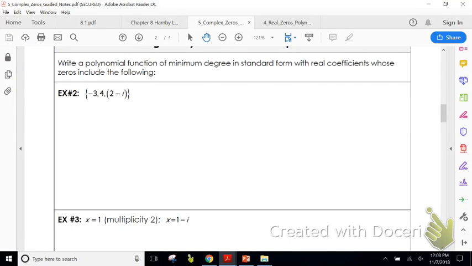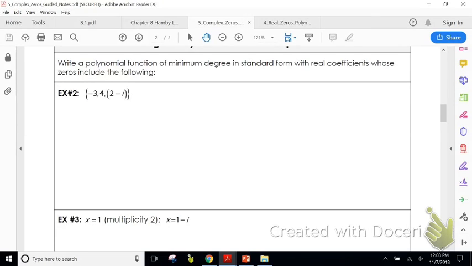All right, so it says write a polynomial function of minimum degree in standard form with real coefficients whose zeros include the following. So on example 2, they told me I had zeros of -3, 4, and 2 minus i. So I'm going to write that out.